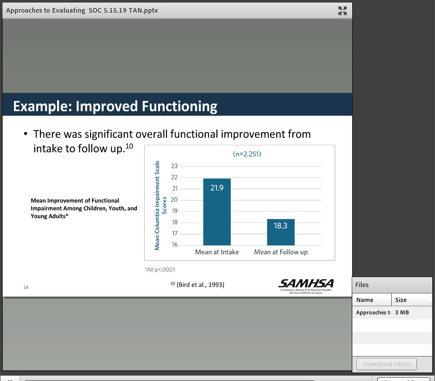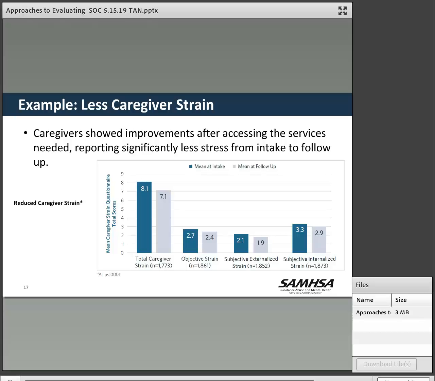Here's what functioning looks like from the Columbia Impairment Scale, which is, by the way, a free scale, which is always good. And you can see that there's been a mean improvement in functioning, functional impairment among children, youth, and young adults over time from intake to follow-up. The Columbia Impairment Scale gives you a single overall score, and so we see overall improvement in functional status. So we have improvements in symptoms, as evidenced by reductions in symptoms, and improvement in functioning.